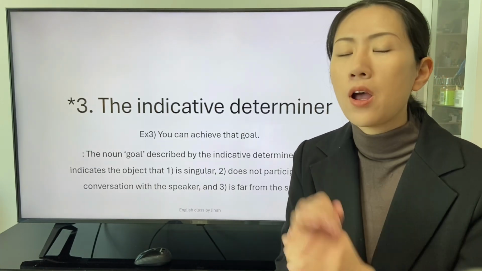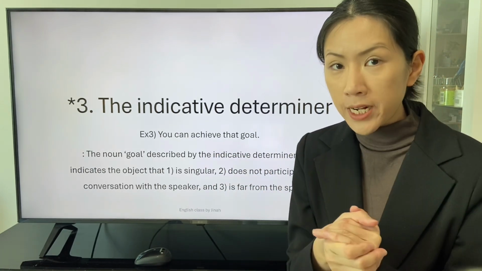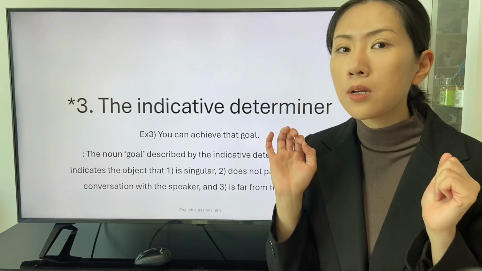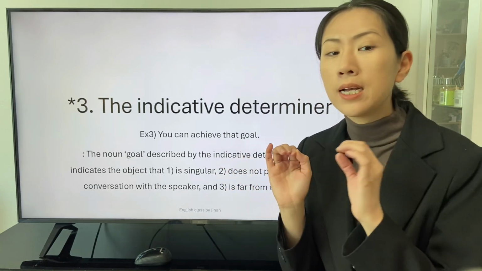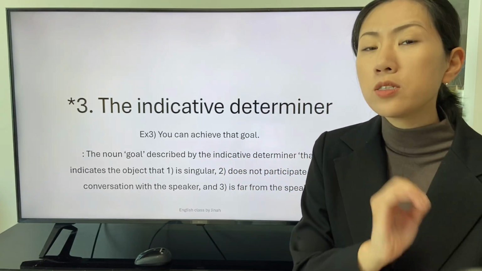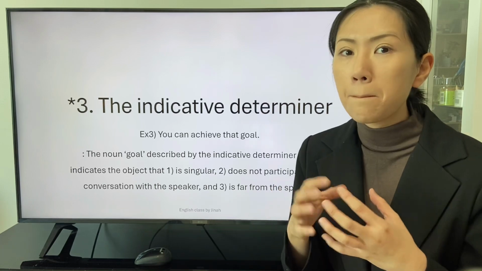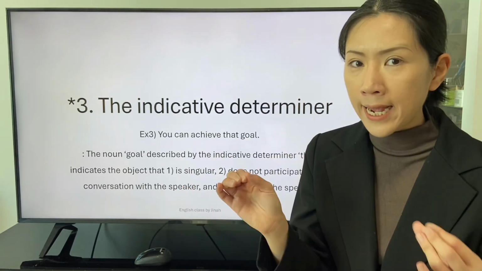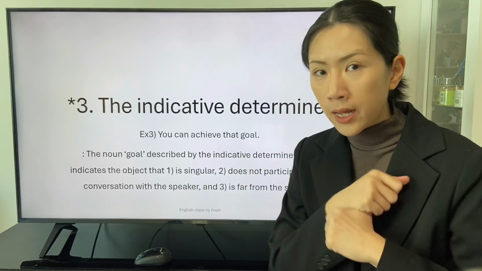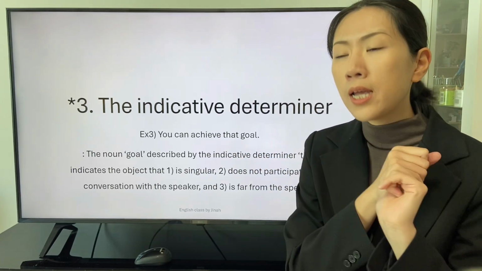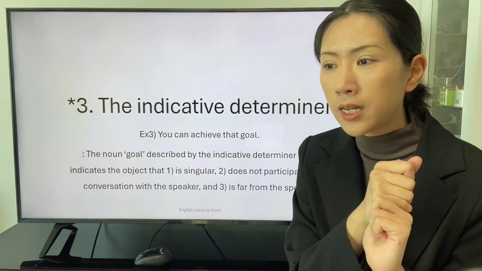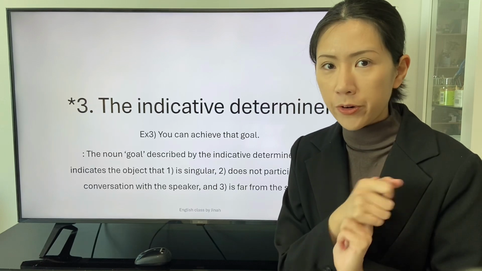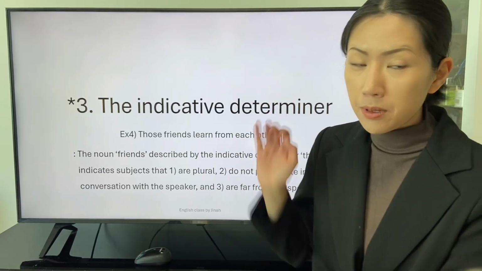You can achieve that goal. The object indicated by the noun goal is described by the indicative determiner that. Because of the description by the indicative determiner that, we can know that the object is singular, is not a participant in the conversation with the speaker, and is far from the speaker. This is the fourth exemplary clause.